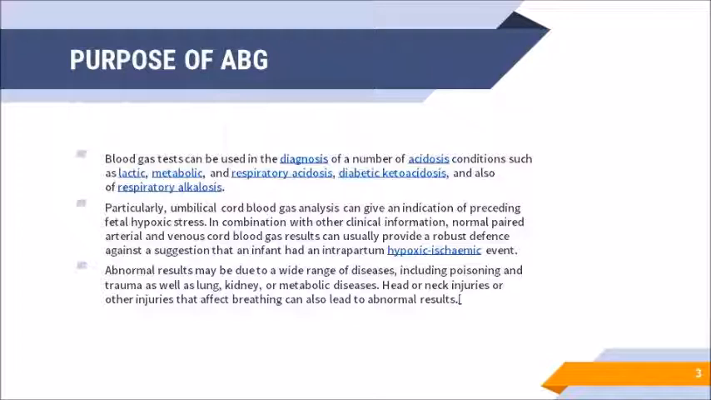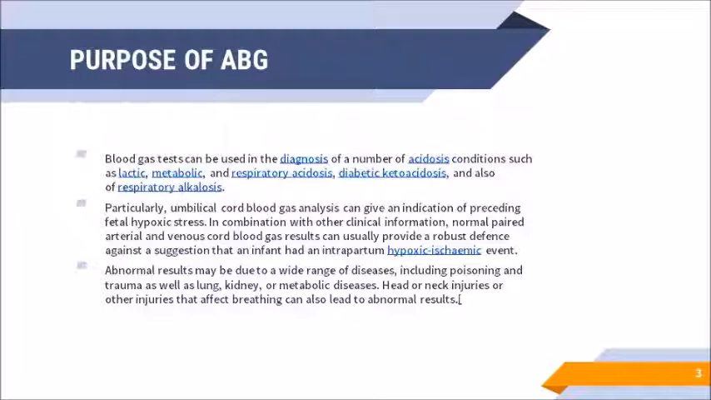Purpose. What is the main purpose of a blood gas analyzer? A blood gas analyzer helps in diagnosis of various types of acidosis and alkalosis. It helps you also determine whether the acidosis is lactic, metabolic, respiratory or diabetic. Diabetic ketoacidosis and also respiratory alkalosis can be detected. In newborn infants, if you see hypoxic babies, a hypoxic ischemia event also can be detected.